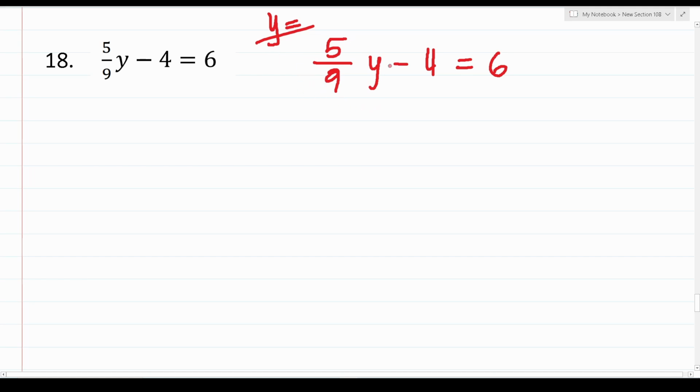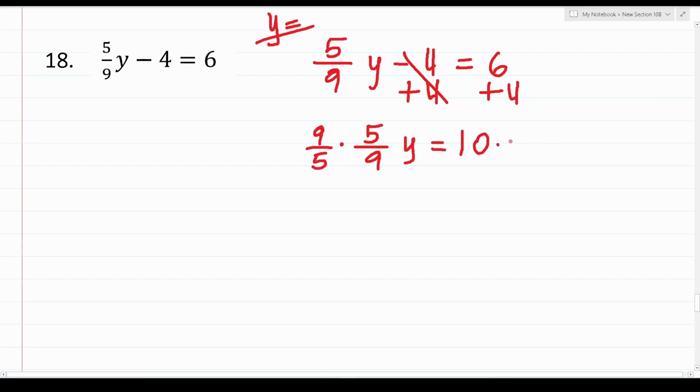All right, so prior to dealing with this fraction in front of our y, we can actually go ahead and add 4 to both sides. This crosses out here, leaving you with 5 over 9 y equals 6 plus 4, which is 10. All right, so this is very, very similar to what we just saw previously. Again, to get rid of this fraction in front of this y, we're going to multiply it by its reciprocal, notably 9 over 5. We're going to do that to both sides of the equation. This crosses out here and here, leaving you with y on this side.